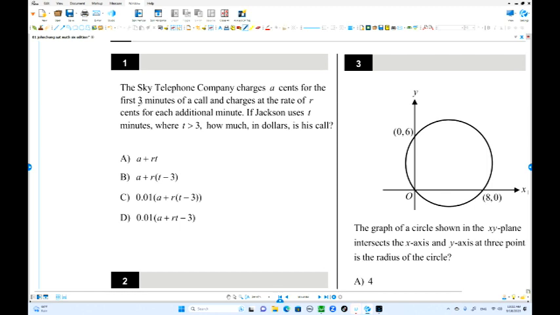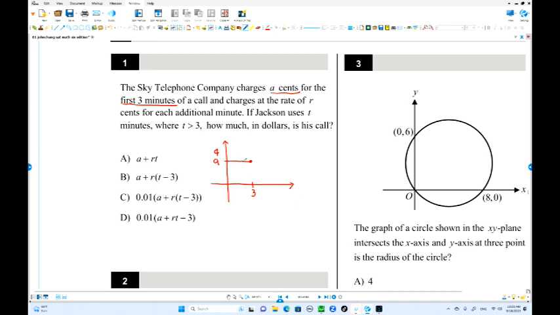Number 1. A Sky telephone company charges 8 cents, not dollars, okay, for the first 3 minutes. Maybe you can make a graph of this. You don't have to, but it's better to understand, okay? So up to 3 minutes, they're gonna charge 8 cents. This is 8 cents up to 3. 1 minute also 8 cents, 2 minutes also 8 cents, up to 3, 8.